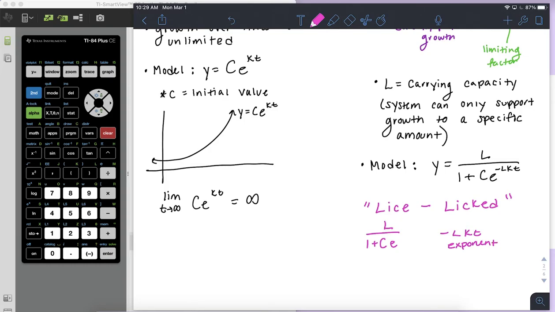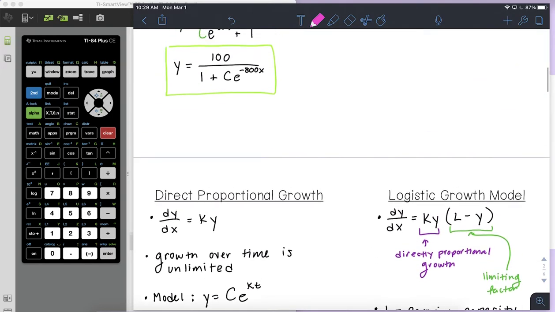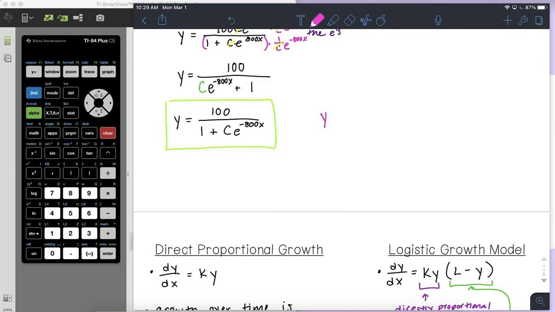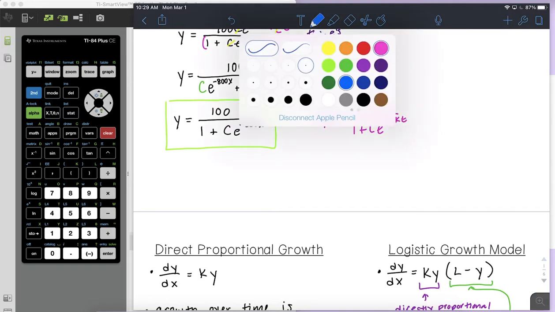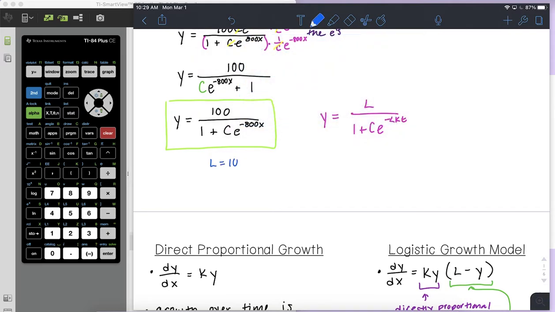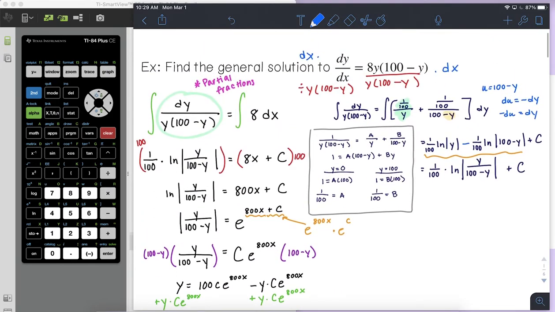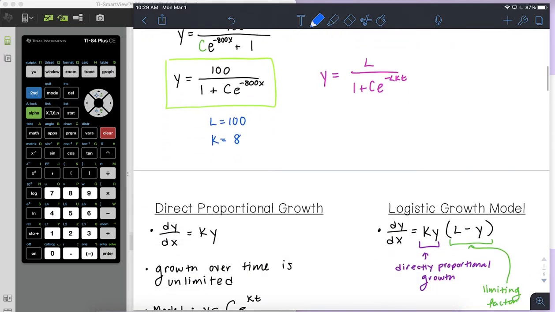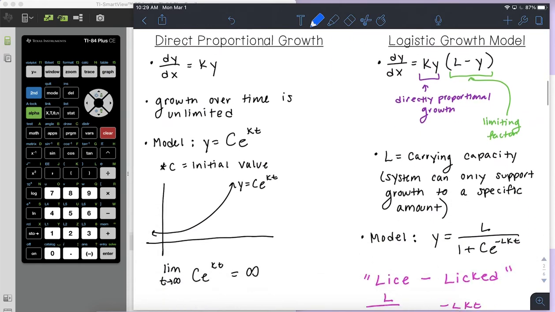Right, so if we look at that model real quickly, if we go back to what we just solved for, y equals L over 1 plus c e to the negative Lkt, we can see here that our L is 100, right? Our limiting capacity is 100, and our k value is going to be equal to 8. And we can also tell that based on the initial value, right? This is our k, this is our L. So this is a logistic growth model. That's why I solved it to look like this, so it totally matches the model I wanted to talk to you about.